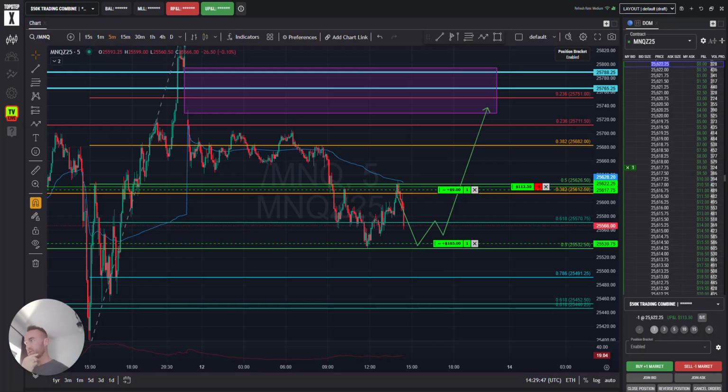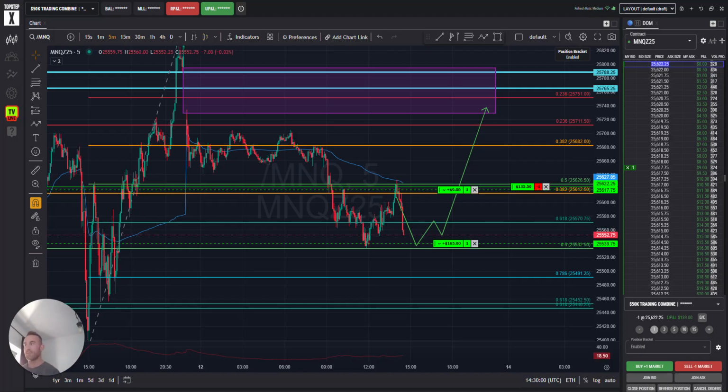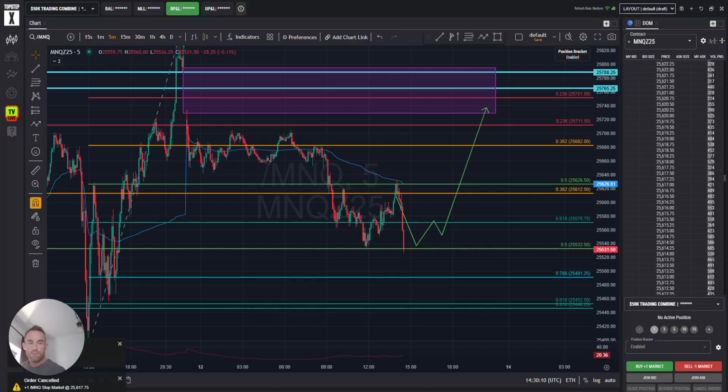It's actually pretty nice just entering one contract. Even if it hits, like, if it loses, I'm not risking anything. If it hits, it's actually a decent amount in the account. Lovely trade.